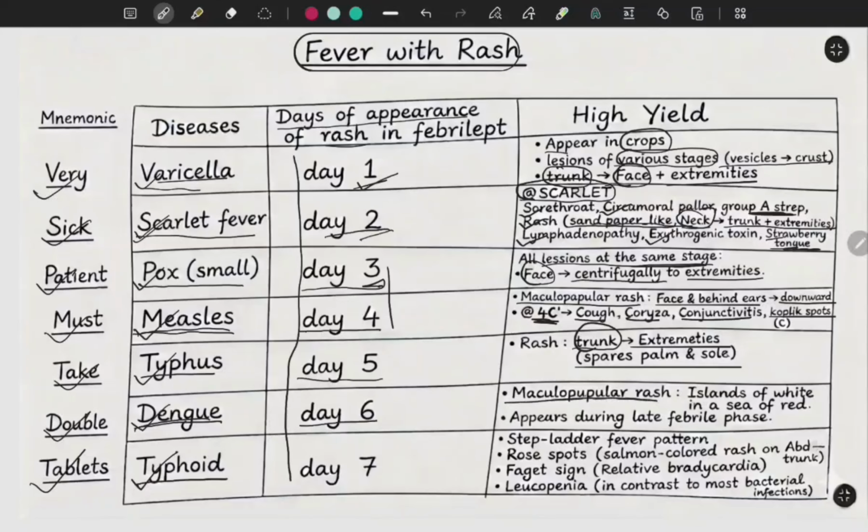There is maculopapular rash and it is described as islands of white in a sea of red. This means there is diffuse red color rash and normal white patches of skin in between. And this rash appears during late febrile phase.